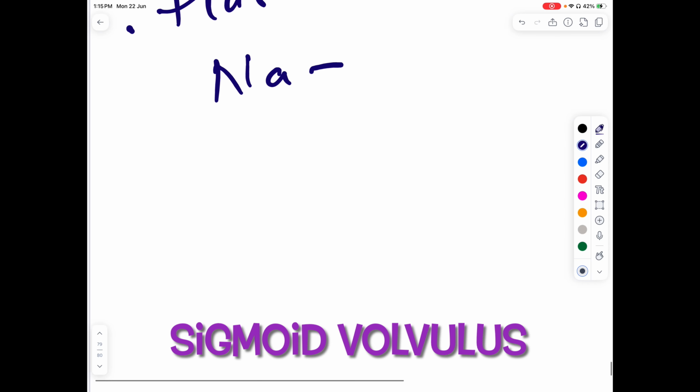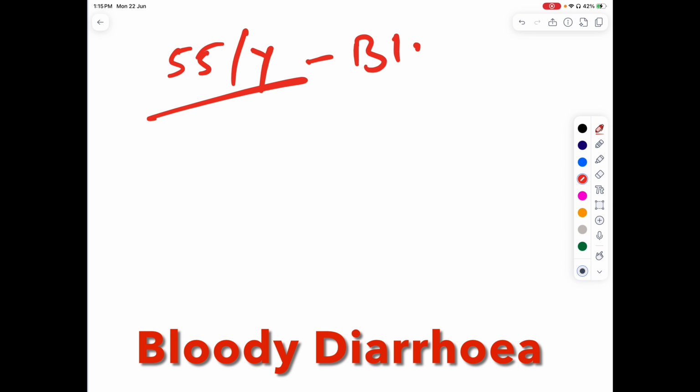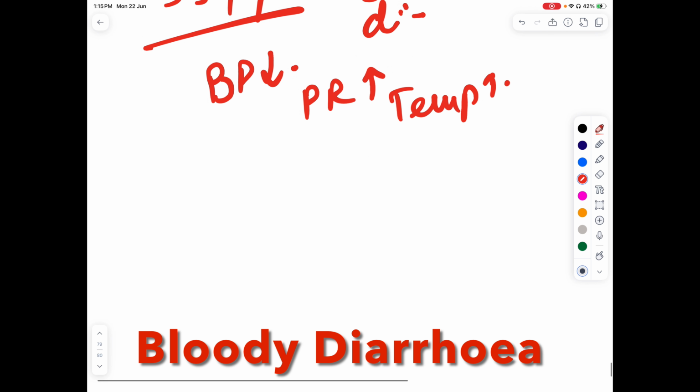So another stem where you can get the patient is 55-year-old. Now this patient is having passing blood in the stools. So bloody diarrhea. So BP is low, pulse rate is high, temperature is increased. Then resuscitation, IV fluid, lab results, hemoglobin less.